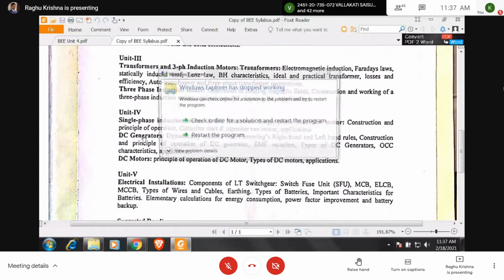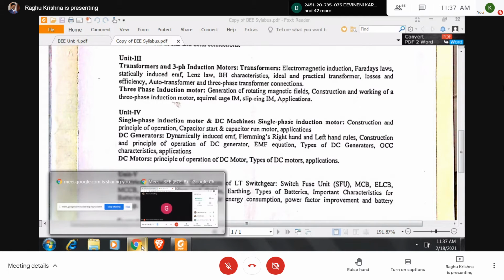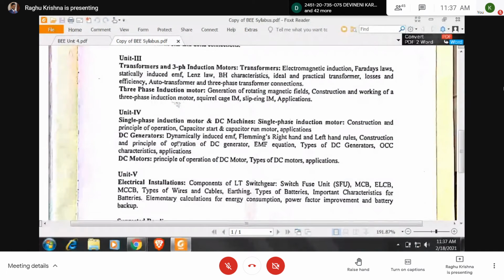Okay, if you see the fourth unit, are you able to see the screen? Yes, sir. Okay, in the fourth unit, you are going to study about single phase induction motor and DC machines. For the single phase induction motor, you are going to have the construction and principle of operation, capacitor start and capacitor run motor, applications. Next, DC machines. DC machines means DC generators and DC motors.